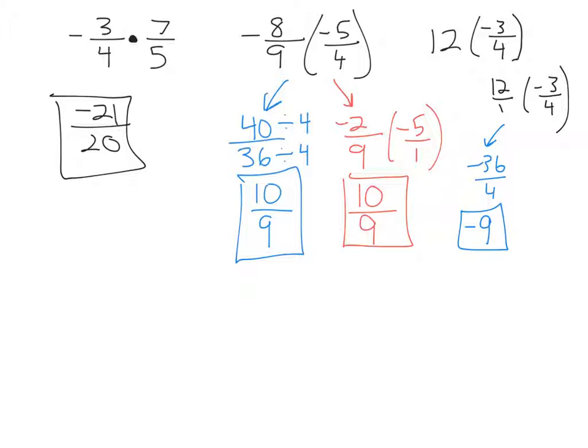Okay, I can also use the strategy where we simplified first. I know 12 and 4 both have 4 as a factor, so I can divide 12 by 4 and get 3, so that becomes 3 over 1. And if I divide 4 by 4, I get 1, so I get negative 3 over 1 here. And now I have 3 times negative 3, that's negative 9. 1 times 1 is 1. Negative 9 over 1 is just negative 9.